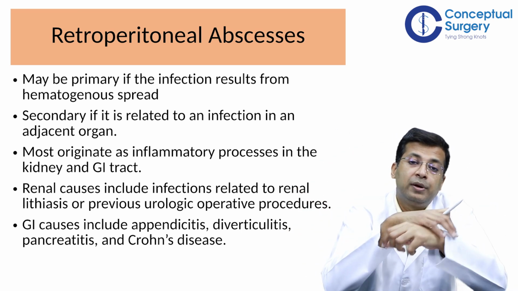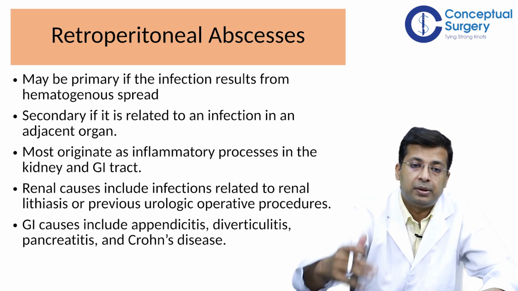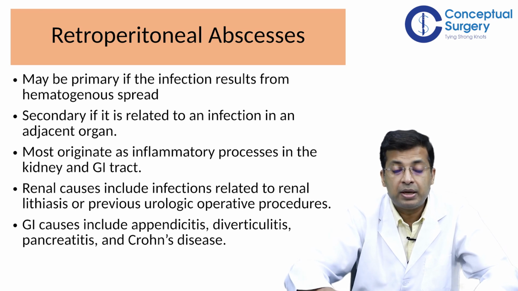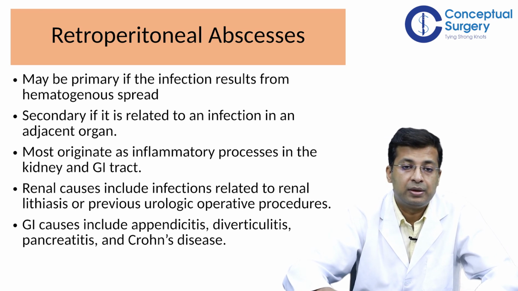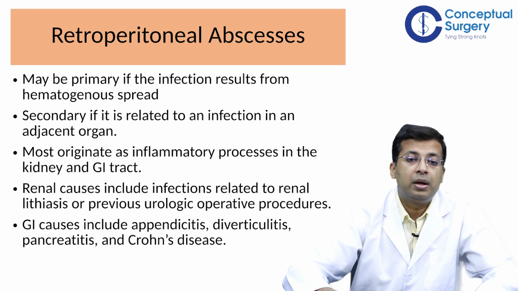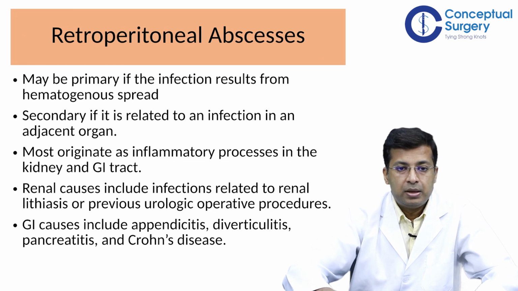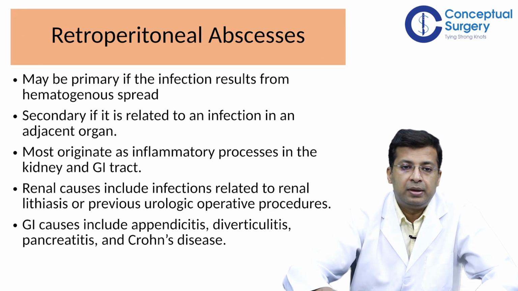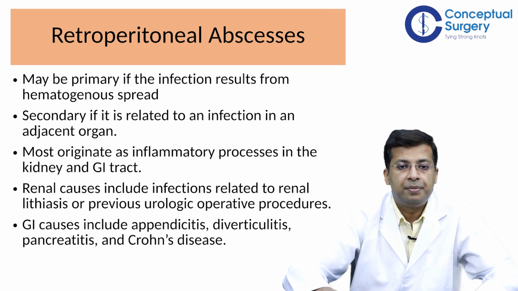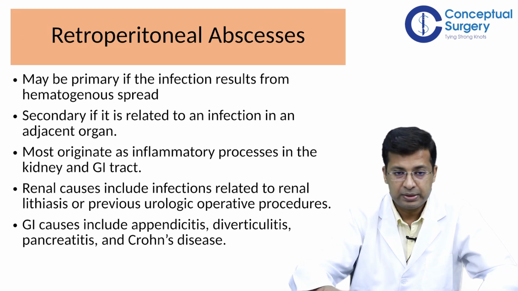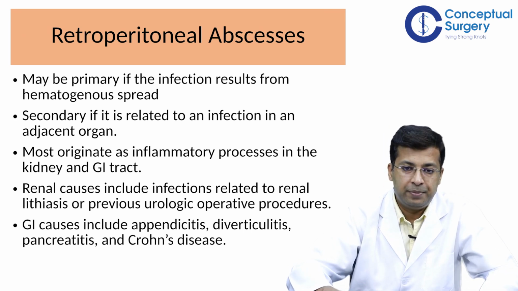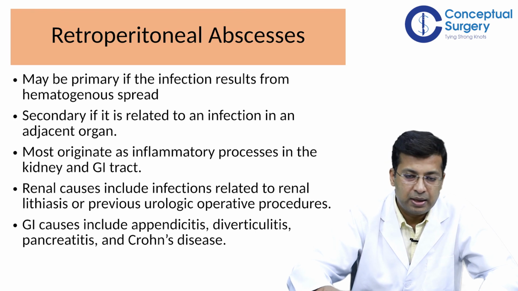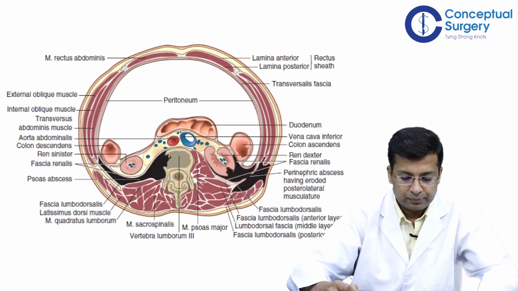And most of the urinary system, that is the kidney, the pelvis, the ureters, they are all retroperitoneal structures. So the renal causes of infections may be related to stones or previous urological operative procedures. GI causes could be in the form of appendicitis, diverticulitis, pancreatitis, and Crohn's disease.